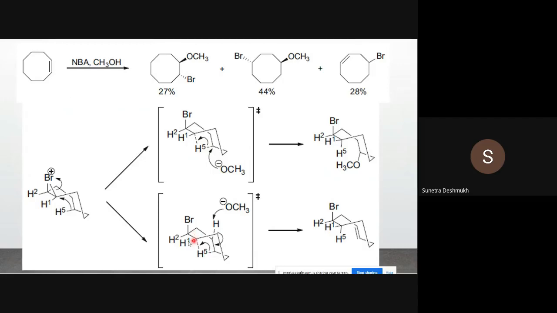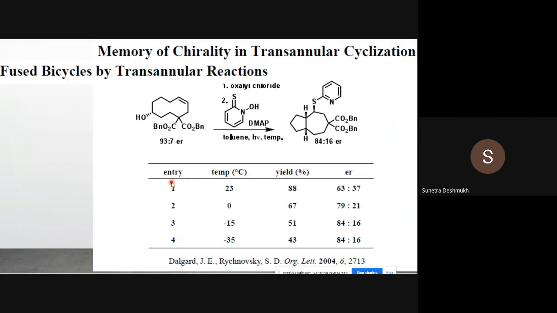There is a bromonium ion at the first position, the fifth position hydride shifts to the first position, and at that time the fourth position proton is abstracted by this methoxide ion to form this carbon-carbon double bond. So in this way it's very easy, transannular hydride shift and everything. It's not that difficult, just pay attention and study it carefully.